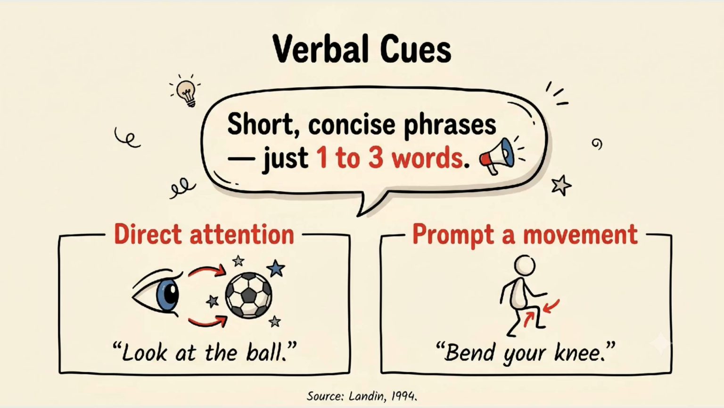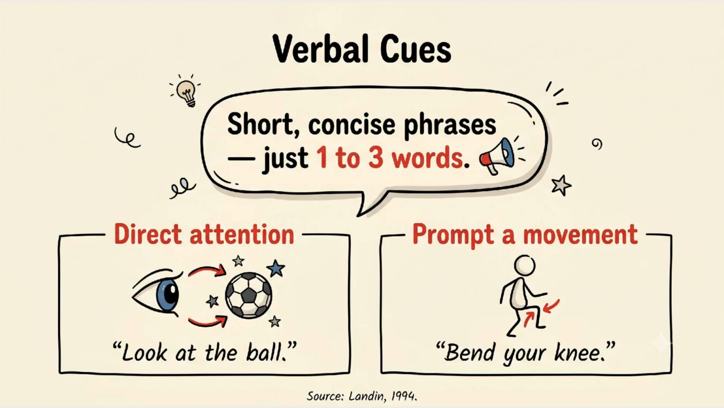That brings us to the most practical tool in the chapter: verbal cues. The problem with full instructions is they tend to give either too little or too much. Verbal cues, a concept from Landon, solve this. A verbal cue is a short, concise phrase, just 1 to 3 words, and it does exactly one of 2 jobs. Job 1, direct the performer's attention to a regulatory condition in the environment that matters, like look at the ball, which points the eyes where they need to be. Job 2, prompt a key movement component of the skill, like bend your knee, which triggers one essential piece of the action. That's it, attention or movement.